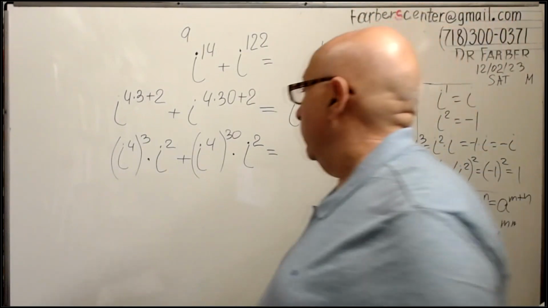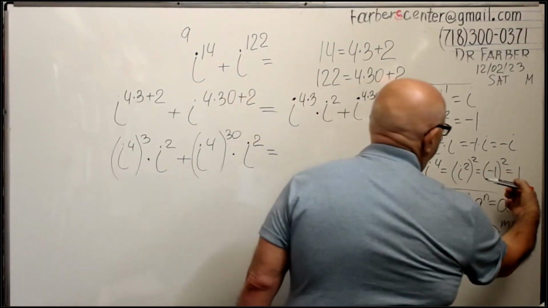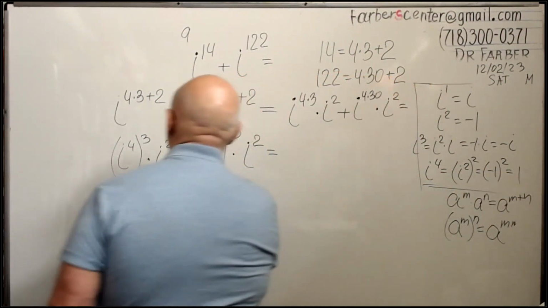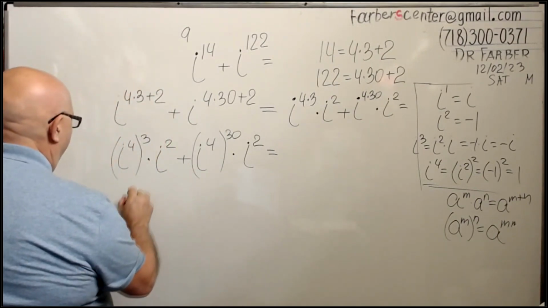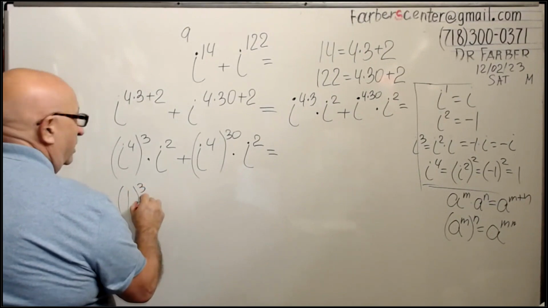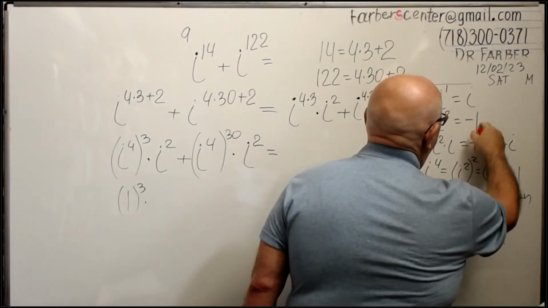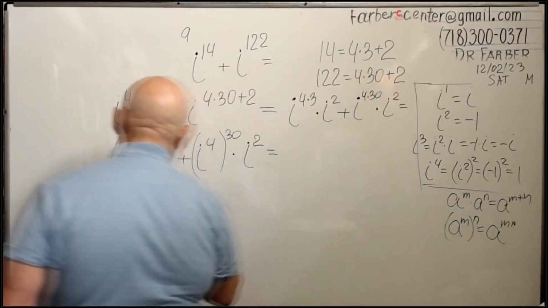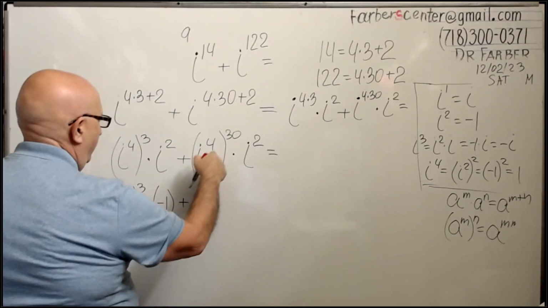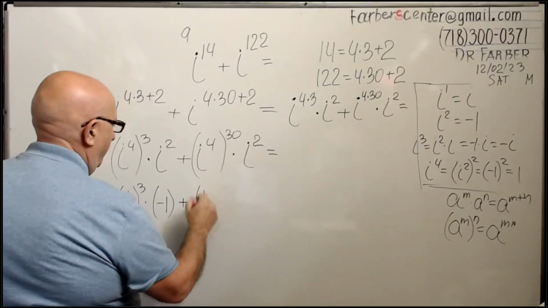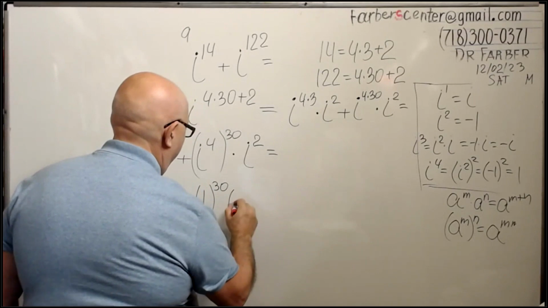Okay, but look at this, what they accomplish. i to the power 4 is 1. Instead of this guy, I can write right here 1 to the power 3. i to the power 2 is equal to negative 1. So i to the power 4 is 1, to the power 30. i to the power 2 equals negative 1.